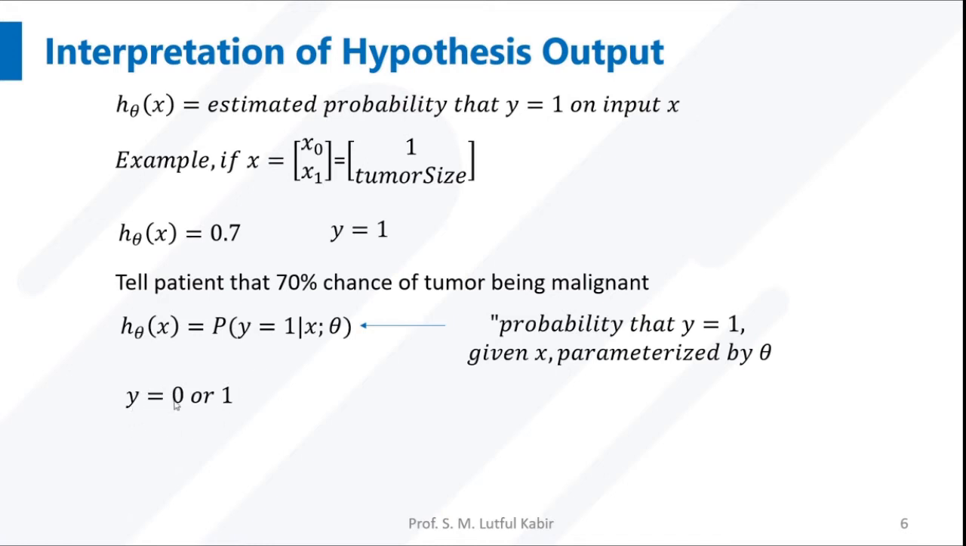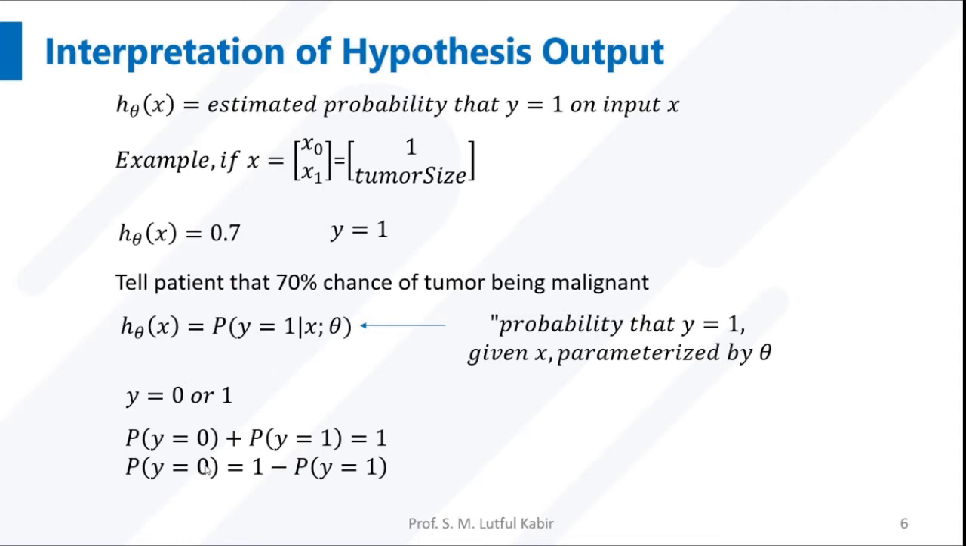And since y can be either 0 or 1, the probability of the patient being benign and the probability of being malignant must sum to 1, because y is either 0 or 1. So if a certain patient has an h(x) value of 0.7, the other value must be 0.3, because the total has to be 1. That's why we can write this equation in rearranged form.